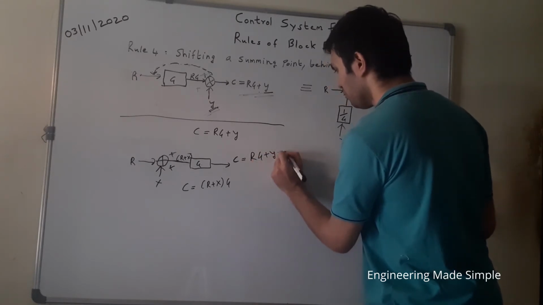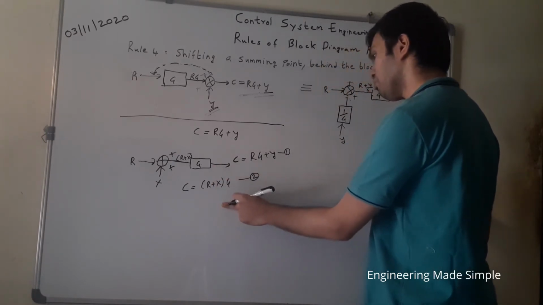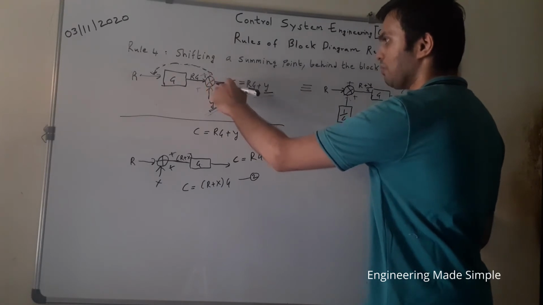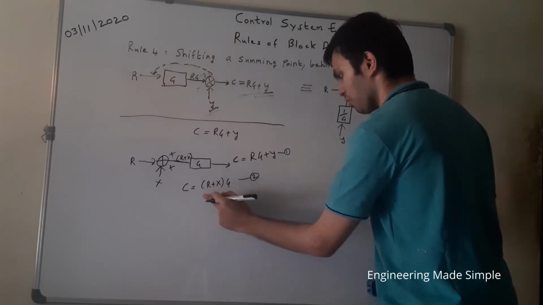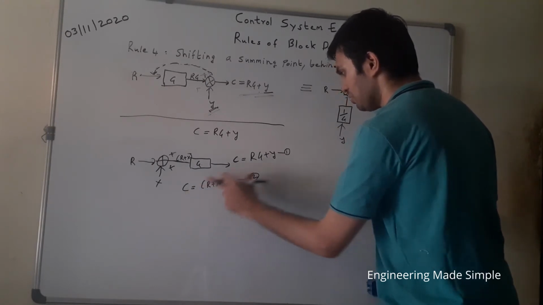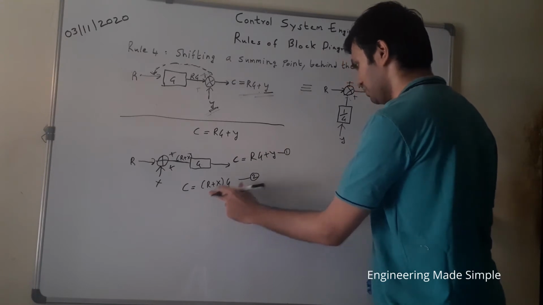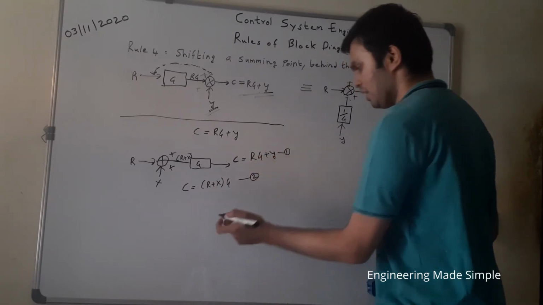Now look closely over here. This is our equation number 1. This is our equation number 2. We got equation number 2 because we are shifting this particular summing point behind this gain block. Both these values represent the output of the block diagram. That is, C is equal to R plus X into G, and C is equal to R into G plus Y. So we can equate them.